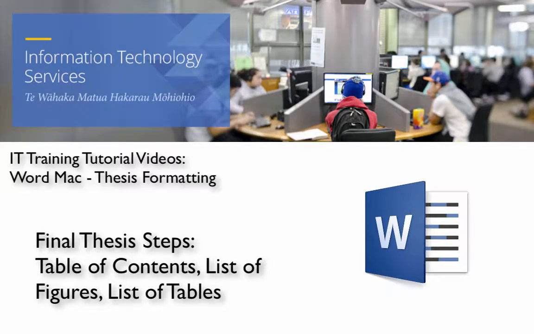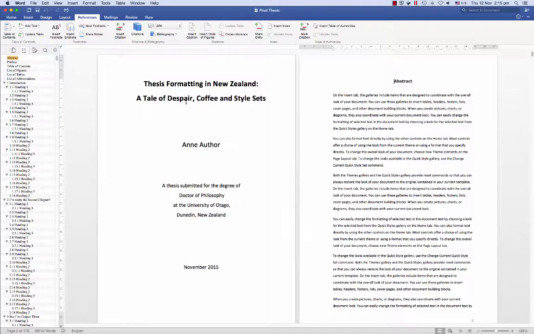Kia ora and welcome to this IT training tutorial video on creating your table of contents, list of figures, and list of tables. This is one of your absolutely final thesis steps, only done after you've combined all your chapters together to make your final thesis document, and you'll also have wanted to have updated all of your caption numbering, formatted your endnote citations, created your bibliography, and corrected the page numbers so that these tables and lists are the very last items you add.